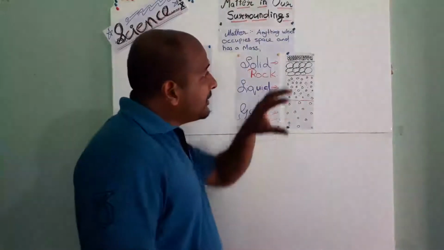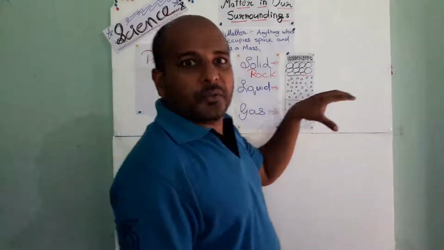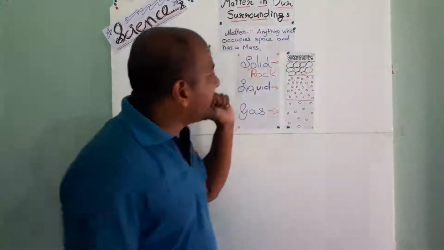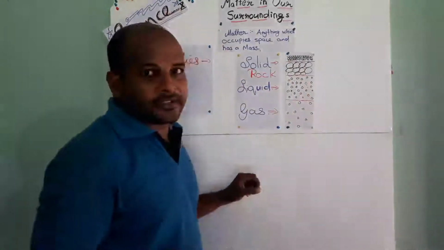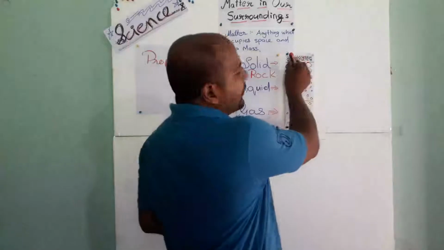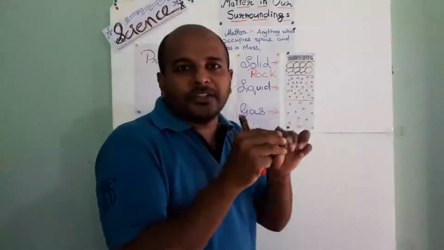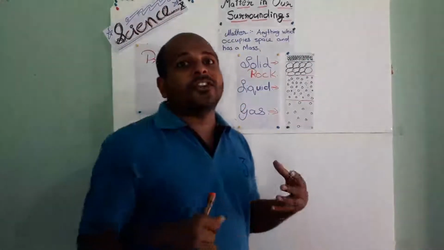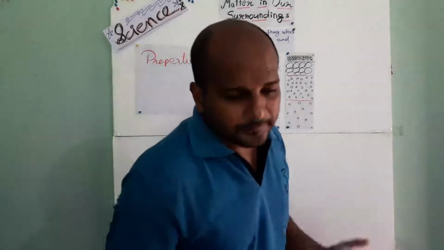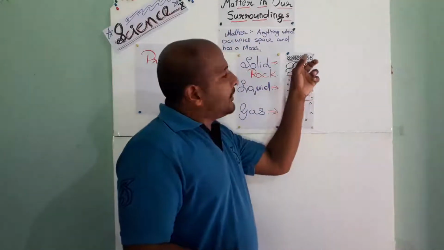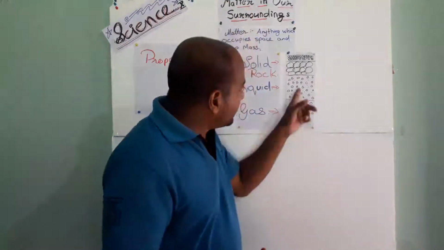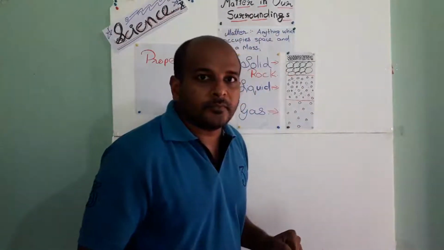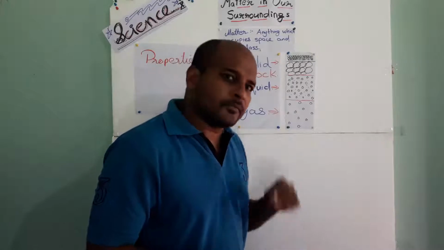If we zoom into a piece of solid with an electron microscope, we can see small particles like this. Understand? And they are very near to each other. That means the attraction force is high in solids. And if the attraction force is high, normally what will happen to the space? It will be less, isn't it? Of course it will be less.